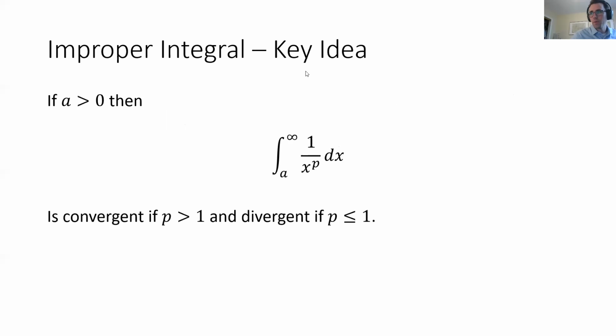All right, before we get to example 3, quick key idea. This should look very familiar. Here's my annotation pen. If a is greater than 0, so if this number here is greater than 0, then this integral is convergent if p is greater than 1 and divergent if p is less than or equal to 1.